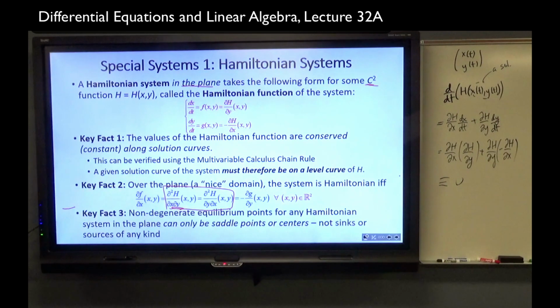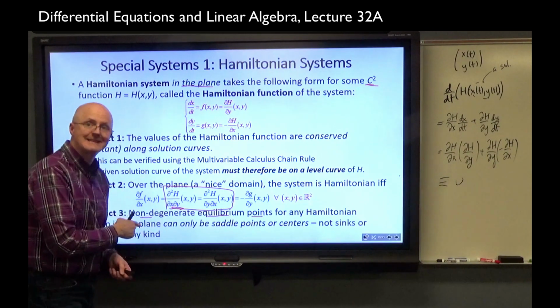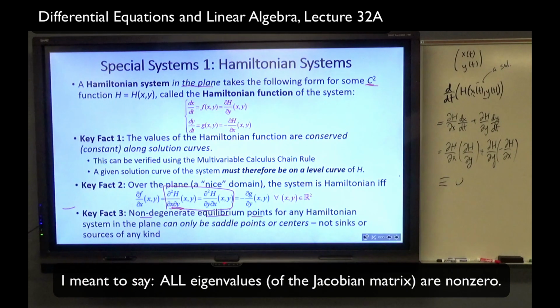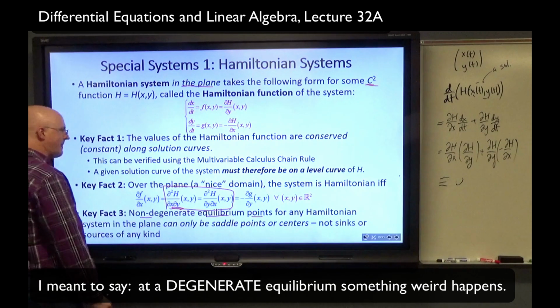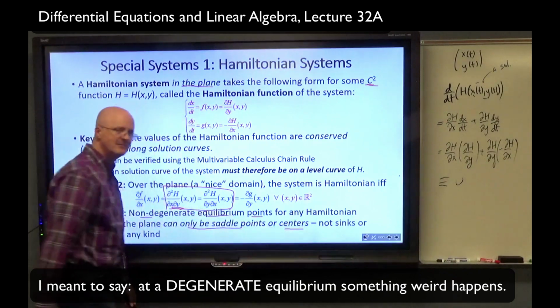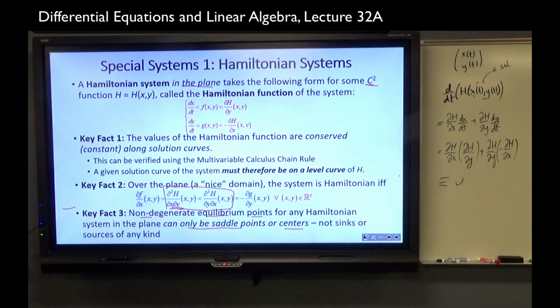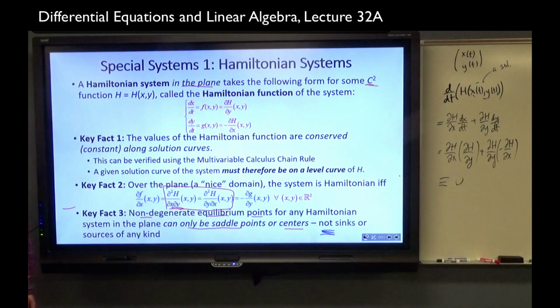Key fact number 3. Non-degenerate equilibrium points for any Hamiltonian system in the plane. Non-degenerate means the linearized system has no eigenvalue that's 0. When the eigenvalue is 0, weird things can happen. Not in this lecture; in a later lecture, probably 33a, we'll look at an example where something weird happens. But in the non-weird case, the equilibrium points can only be saddle points or centers. You might pause and think about why that would be true based on these other observations here. Not sinks or sources of any kind, whether spiral or not.